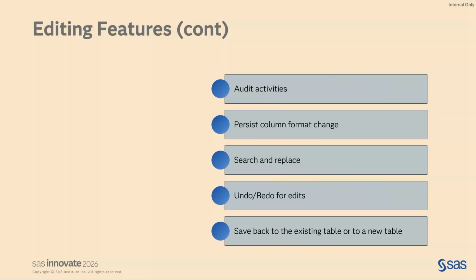And of course, there are even more things in the editing realm as well. One of the big things that we've heard from our customers is the ability to provide audit information about who's editing the tables. So we do record audit activities for all the edits made to the table. So if you make a cell level edit or a column level edit, and you save the table, it's going to record who did that, when, and how.